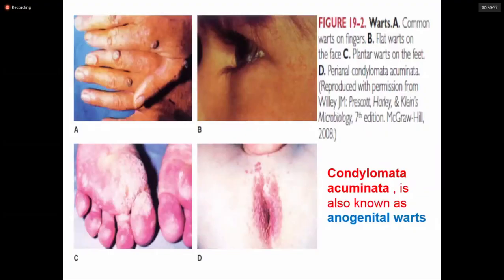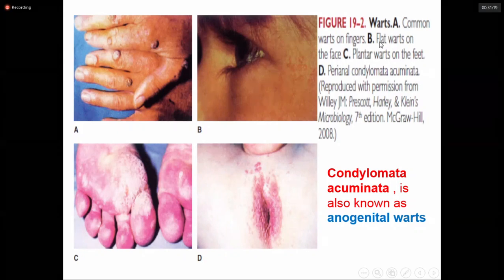Here we can see the different lesions that are caused by human papilloma virus. We said warts, not genital, these are on the fingers, okay? A plantar wart on the sole of the foot. Also, flat warts on the face. You can see them here with magnification, flat warts, right? Plantar warts, and also condylomata acuminata, which are known as anogenital warts. You can see them around the anus.